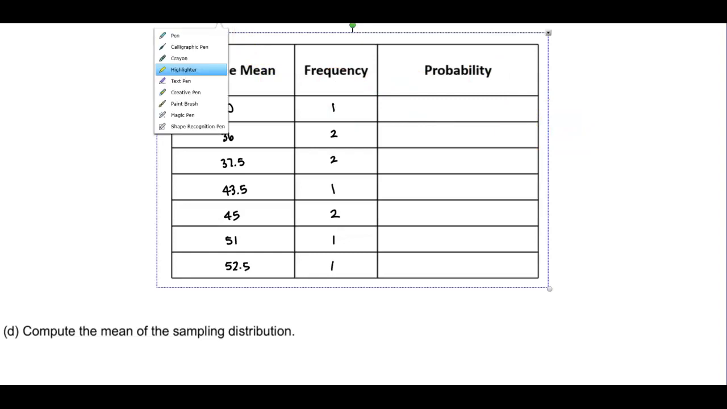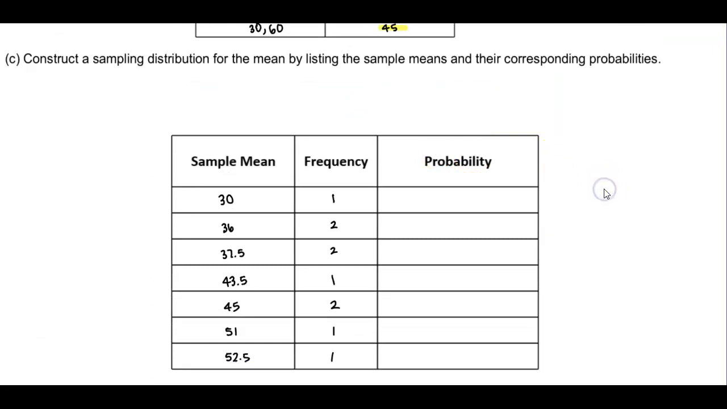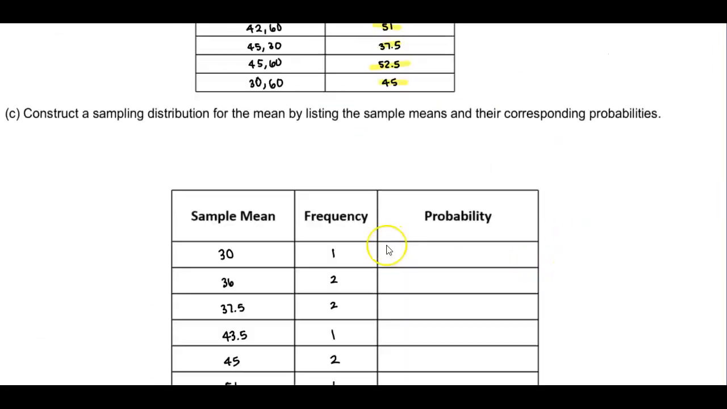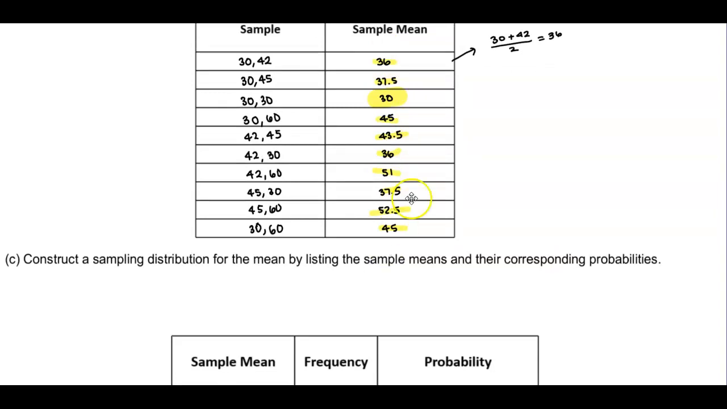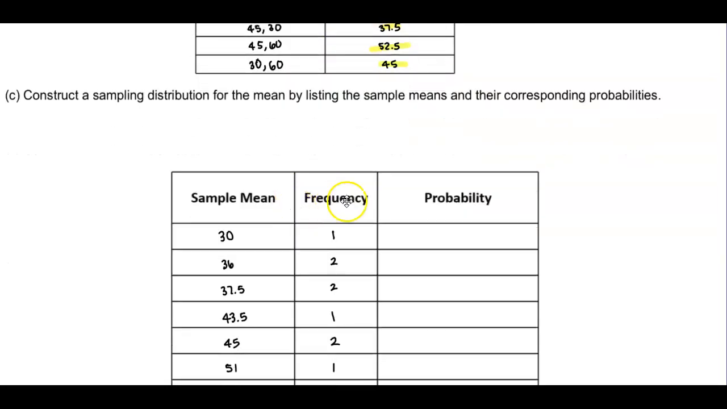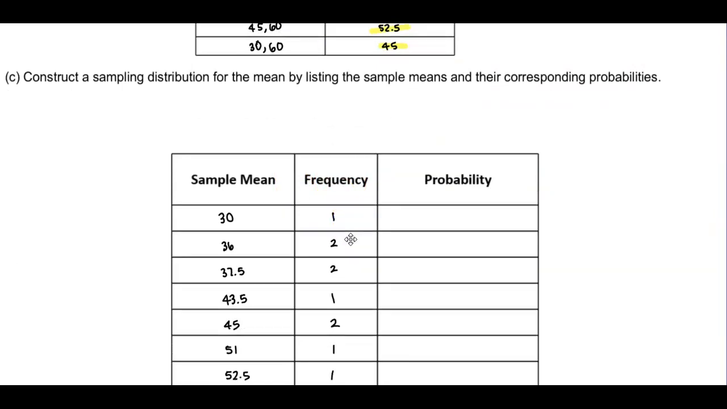Okay. All right, so now what we want to do is find the probability. Keep in mind that there are 10 values, 10 samples, so the probability is the frequency divided by 10. The probability for 30 is 1 divided by 10, which gives us 0.1. For 36, there were 2 out of 10, which gives us 0.2. For 37.5, that is also 2 out of 10, which gives us 0.2.